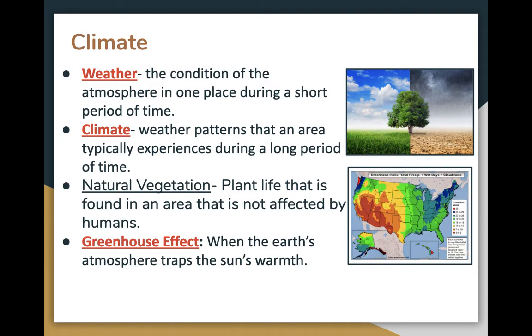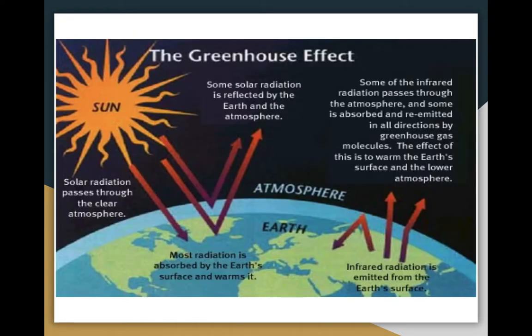And then the greenhouse effect is when the Earth's atmosphere traps the sun's warmth. And I'm going to get more into the greenhouse effect here on the next slide. Okay, so for those of you who don't know what a greenhouse is, it's basically a structure that is covered in plastic. It's like opaque plastic. And then what happens is that the sun rays hit it and then they can't escape. So it becomes very warm inside of a greenhouse.